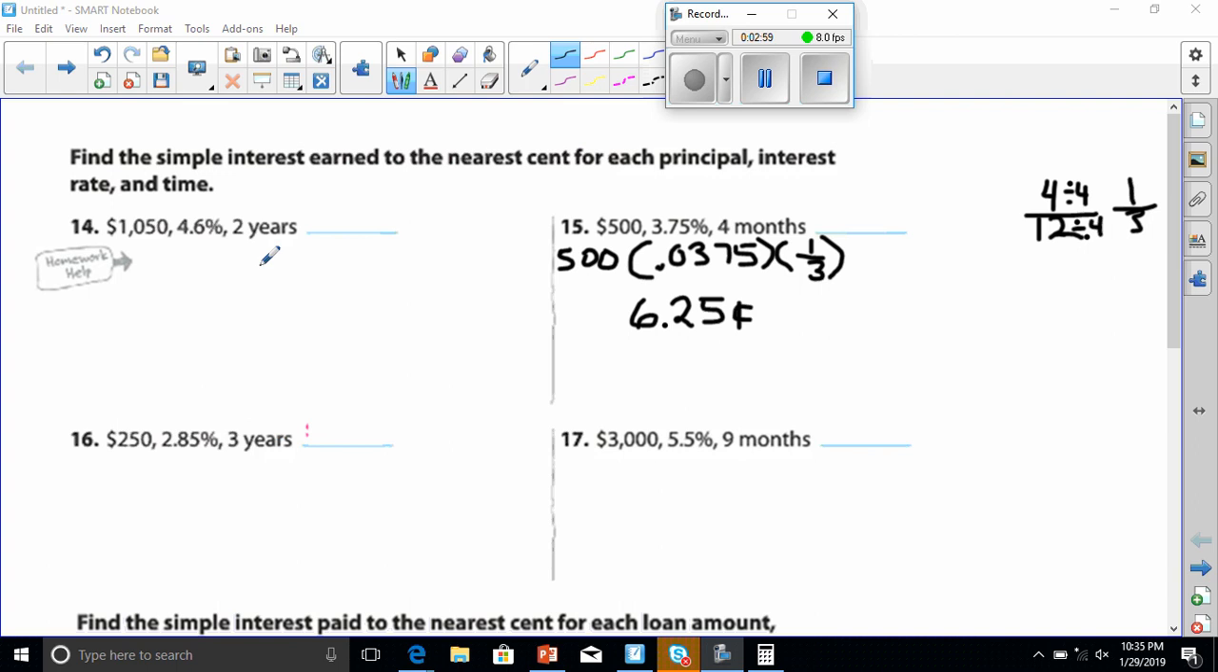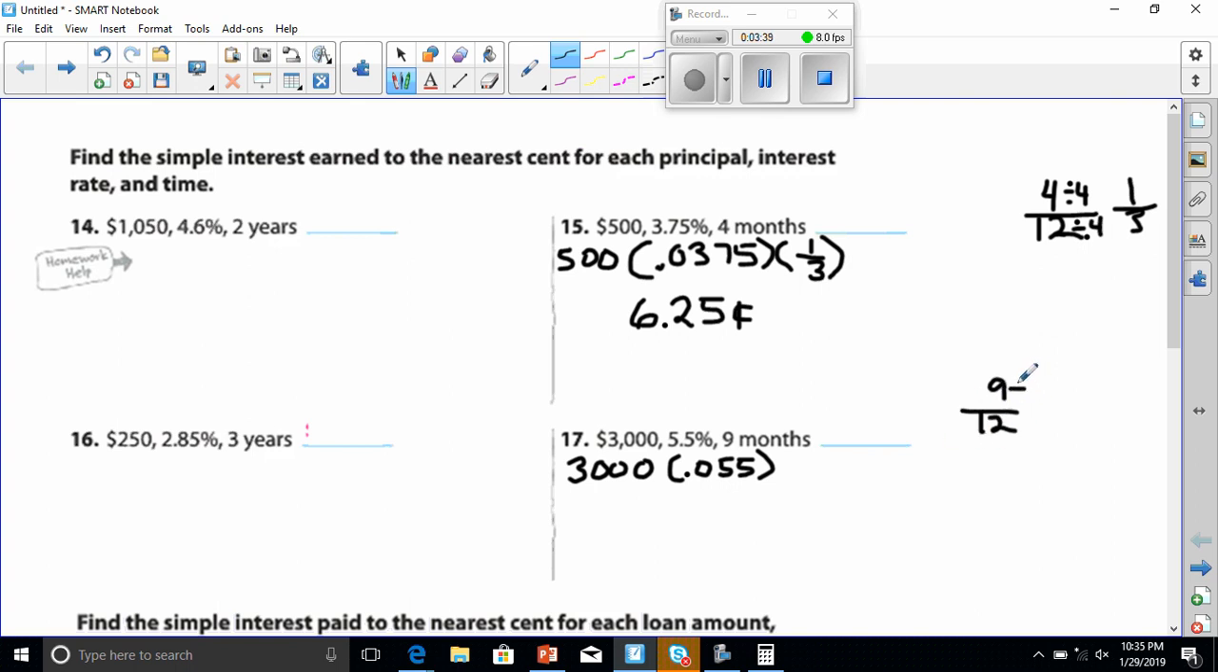Remember, over here when you're doing the years, you don't have to make it a fraction. 2 years is just going to be multiplying these numbers by 2. 3 years will be multiplying them by 3. But over here, once again, we've got months. So we've got our 3,000, our initial 3,000 we're investing. We're going to be multiplying that to, well, our percentage once we move our decimal back, which will be 0.055. And we're going to be multiplying that to 9 months. 9 months is 9 over 12. Remember, there's 12 months in a year.